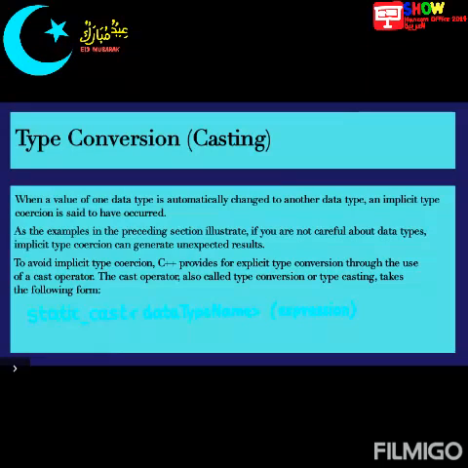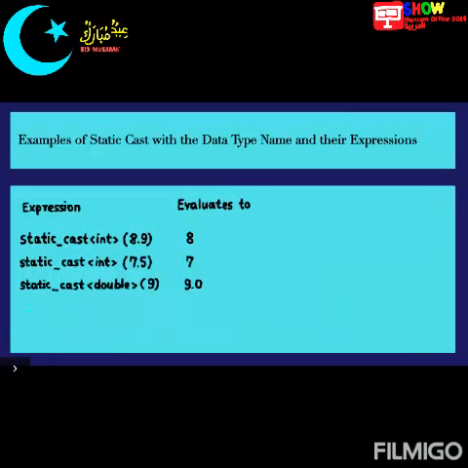When we go to the type conversion of casting, when a value of one data type is automatically changed to another data type, an implicit type conversion is said to have occurred. As the examples in the preceding section illustrate, if you're not careful about data types, implicit type conversion can generate unexpected results. To avoid this, C++ provides for explicit use of the cast operator, like static_cast, with data type names or expressions. Examples of static_cast with the data type names and their expressions.